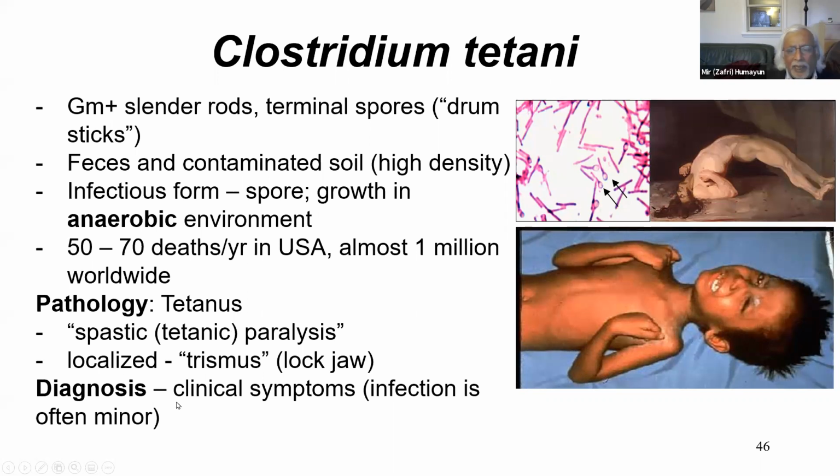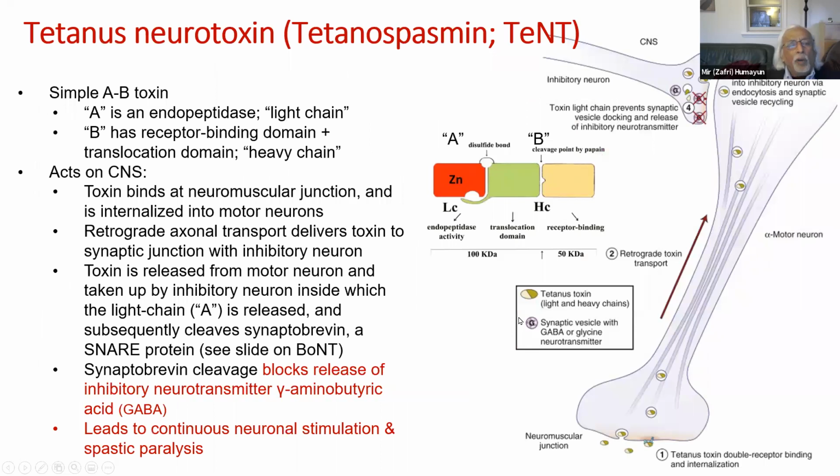Okay? The diagnosis is based on clinical symptoms, and often there is no infection because this is an intoxication. There's only a small number of bacteria. It's mostly based on clinical symptoms. So what in the world is tetanus neurotoxin, and what does it do? And how does it produce the characteristics of the tetanus disease? It's a simple AB toxin. The activity of the A subunit is the endopeptidase.